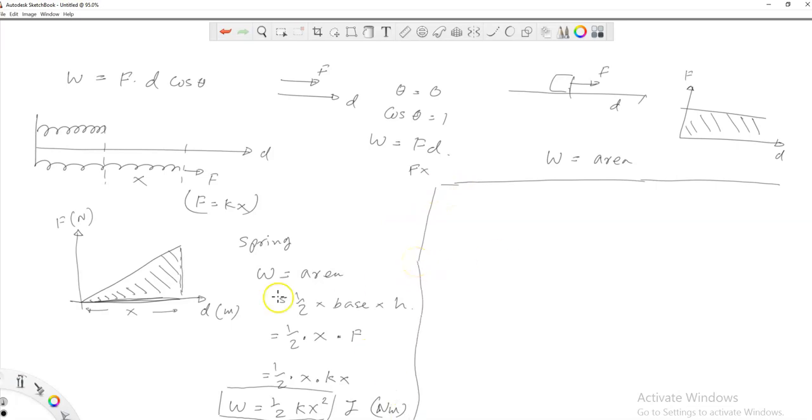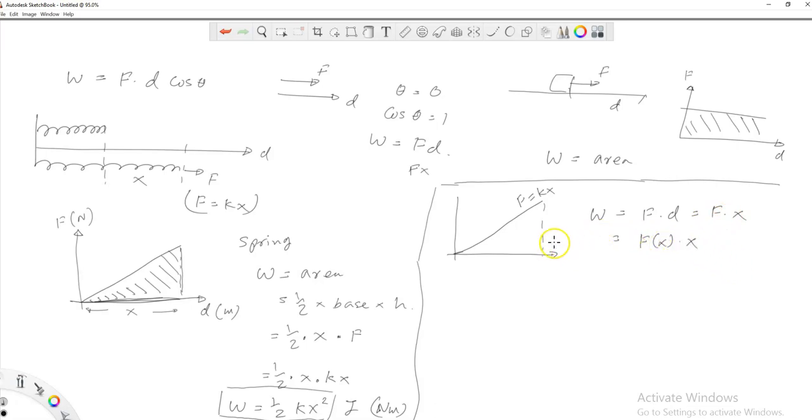Now let's go back to this. For a spring, it looks like a triangle, and we know that the equation is F equals kx. Now we want to find the work. So work is force times distance, or we can say force times x. x is also distance, same thing, we just use a different symbol. Now force is a function of x, so we can write F(x) times x.